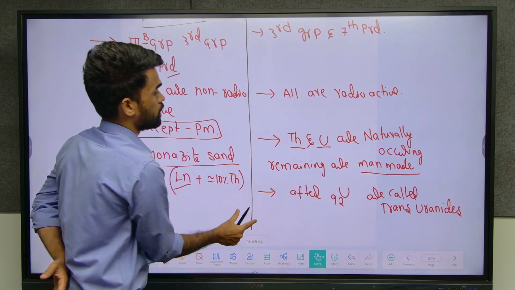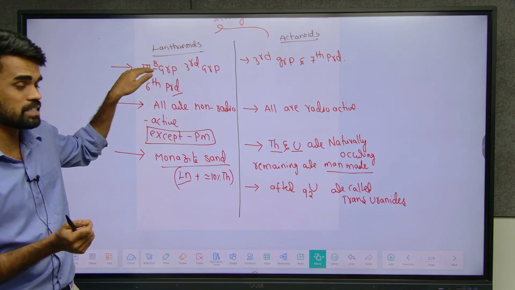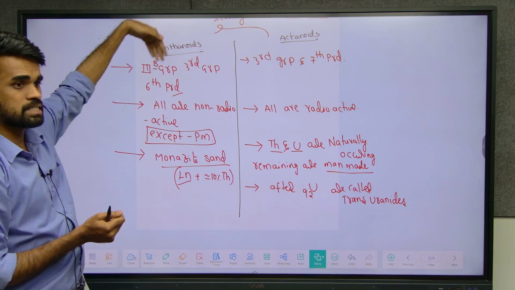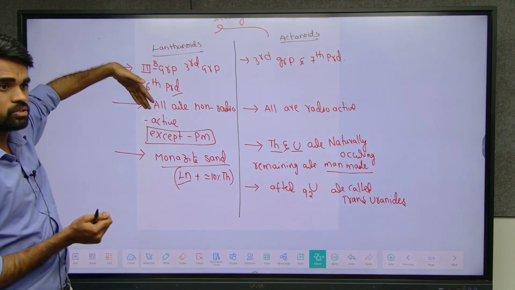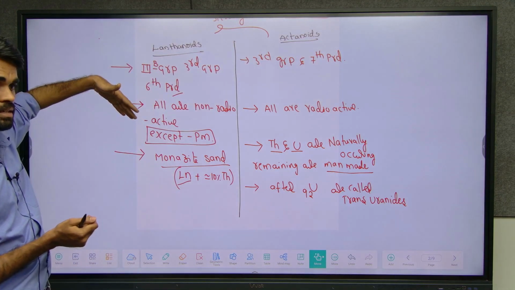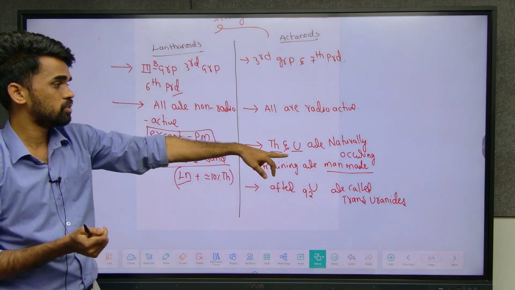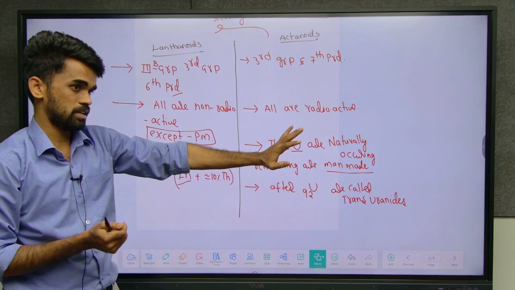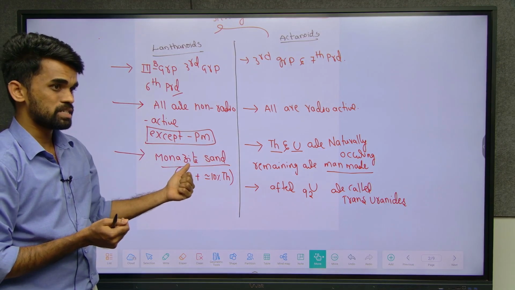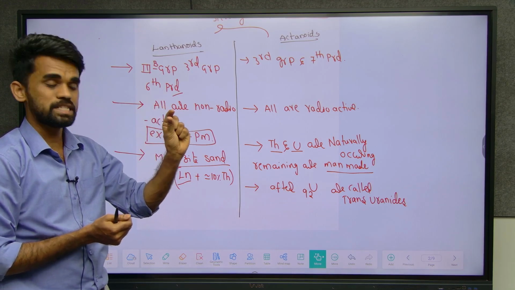Okay. Now what are the points to be remembered here? Lanthanides are third group elements. Actinides also belong to third group. Period 6th, 7th. These are non-radioactive except promethium, here all radioactive. Here monazite sand, and here thorium and uranium are naturally occurring. What is the source of thorium? That is also monazite sand. Along with monazite sand, remember pitch blende.